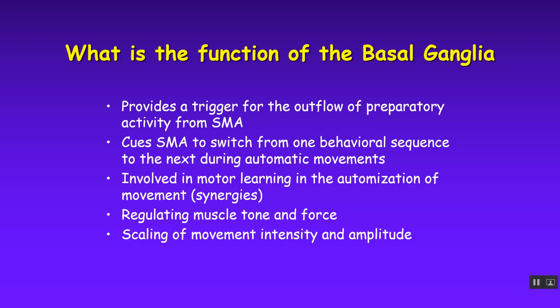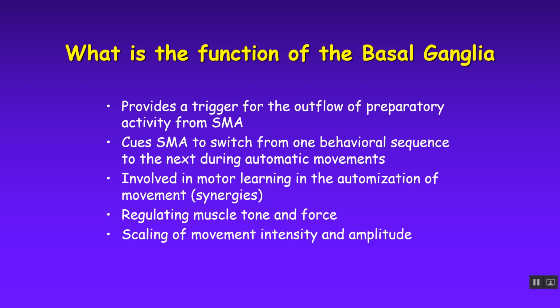So like one behavioral sequence, if I do a sit to stand, that's a pre-programmed behavioral sequence. The next pre-programmed sequence is, if I want to go then walk, I've got to start the walking process. And then if I want to sit down or stop, that's another behavioral sequence. So the basal ganglia is very important in switching between those behavioral sequences, to make sure that it's done appropriately with the right amount of speed, efficiency, and so forth, okay, especially during those automatic movements.